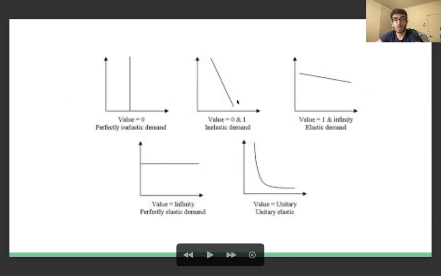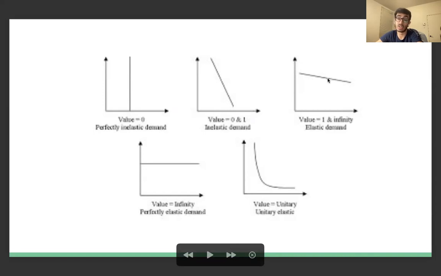And then we come to inelastic demand and elastic demand. Inelastic demand has a steeper slope, which is just to say that even for a bigger change in price, the demand doesn't change by that much. So the percentage change in demand is less than the percentage change in price, and that gives you a value less than 1.